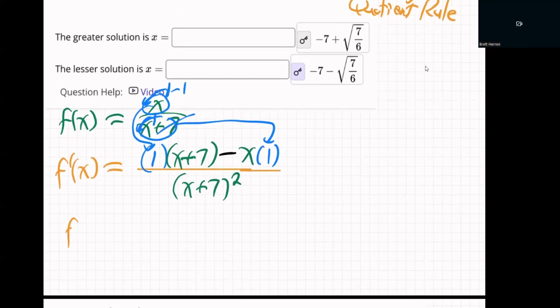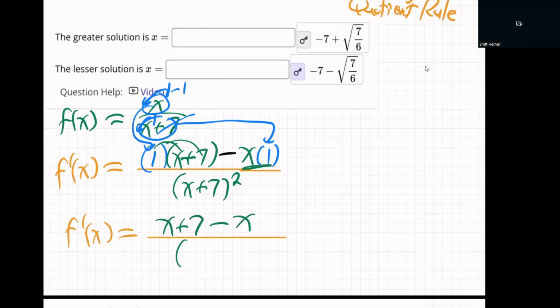So can we clean that up a little bit? I believe we can. Distribute the top. It's just going to be x plus 7 minus 1 times x, which is just x, over x plus 7 squared. And then these cancel, so this is just going to be 7 over x plus 7 squared. Okay, we took the derivative.